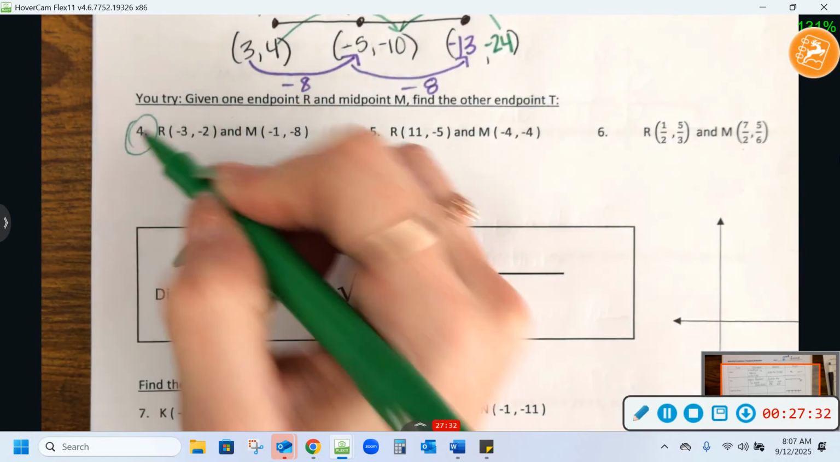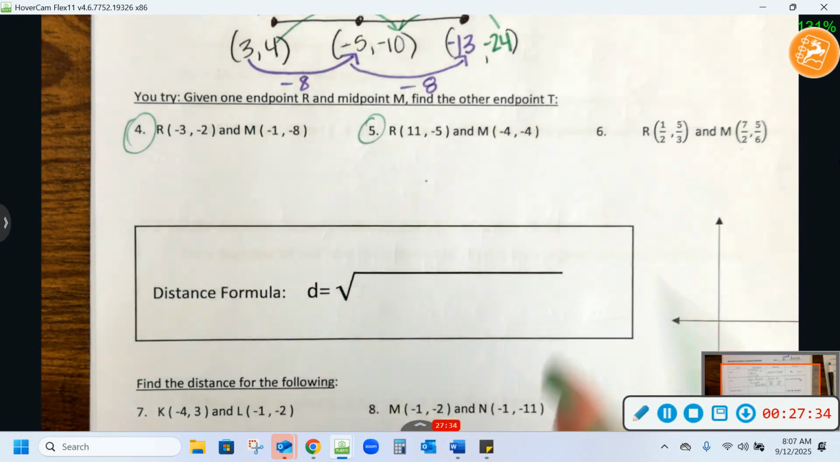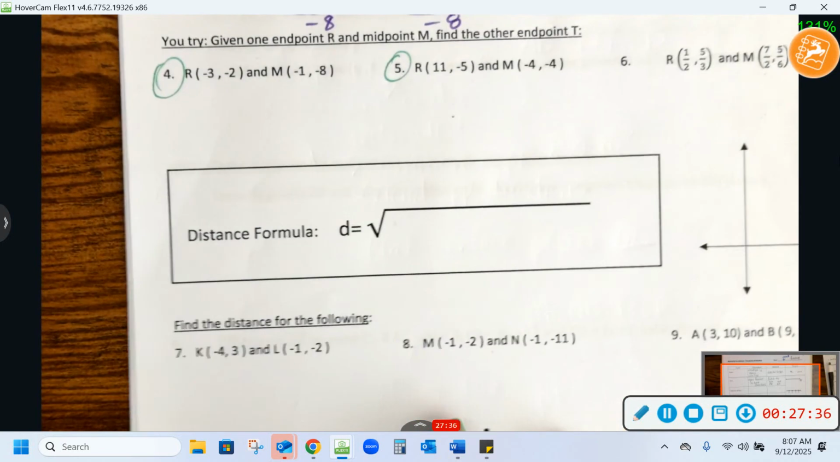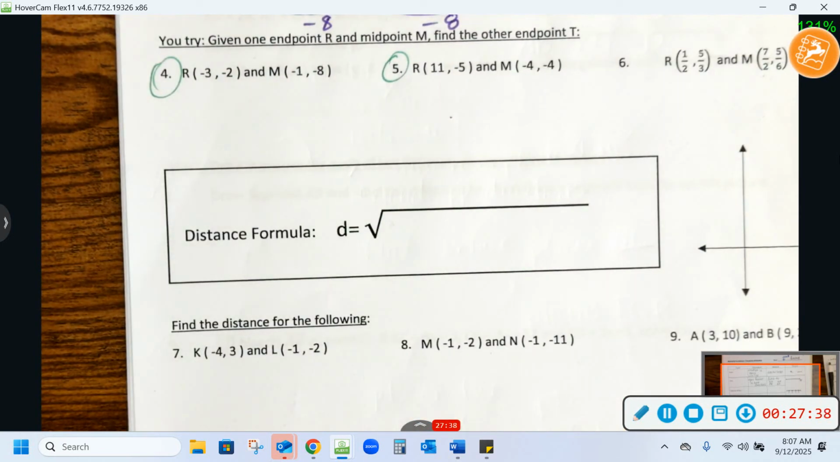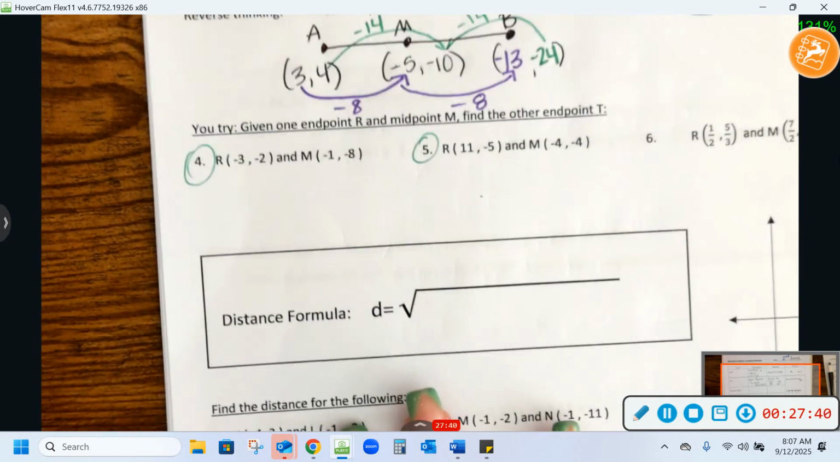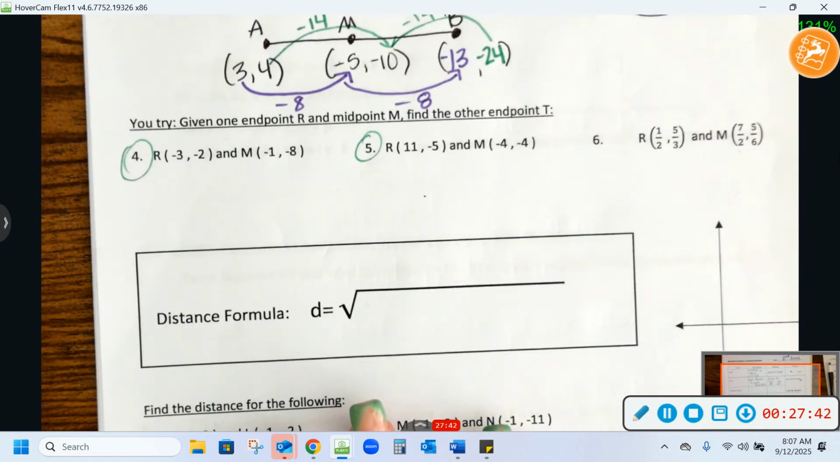See if you can do number 4 and 5, and I'll write the answer up in just a second. I'll put that back up in case you're still looking at it.